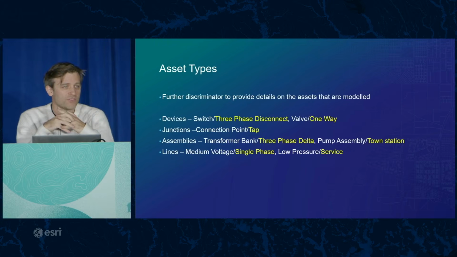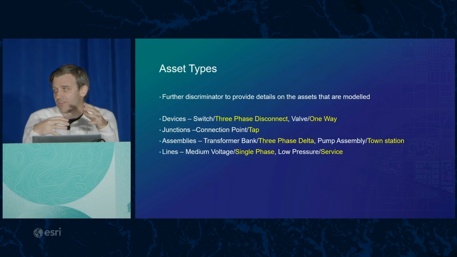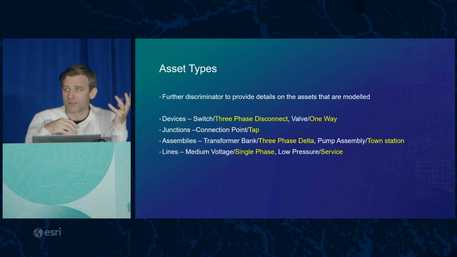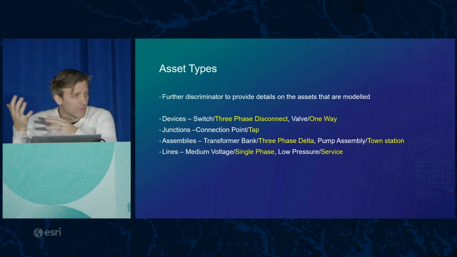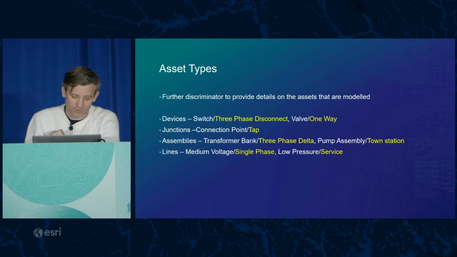And the next tier down is these things we call asset types. You can think of it as a subtype within a subtype. It really is just a further discriminator that provides that more detailed description of what the device is, what the junction is, what the line is, what the edge object or junction object actually is. So if your switch is your asset group, the V-blade, T-blade would be the asset type. Again, giving you that further discrimination of what it is that you're actually representing in your network.